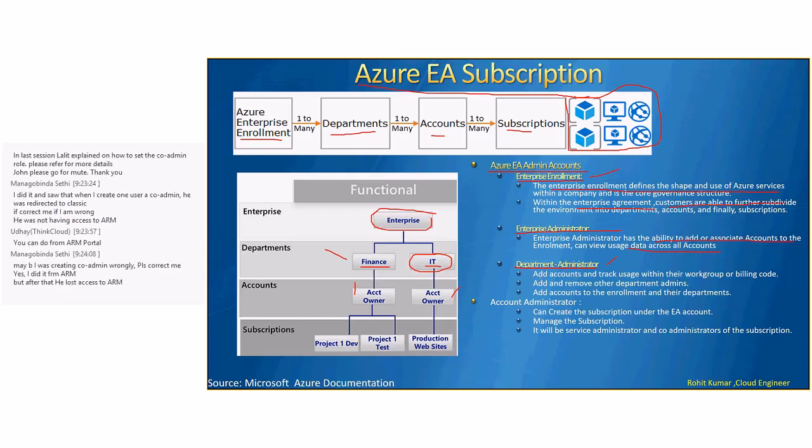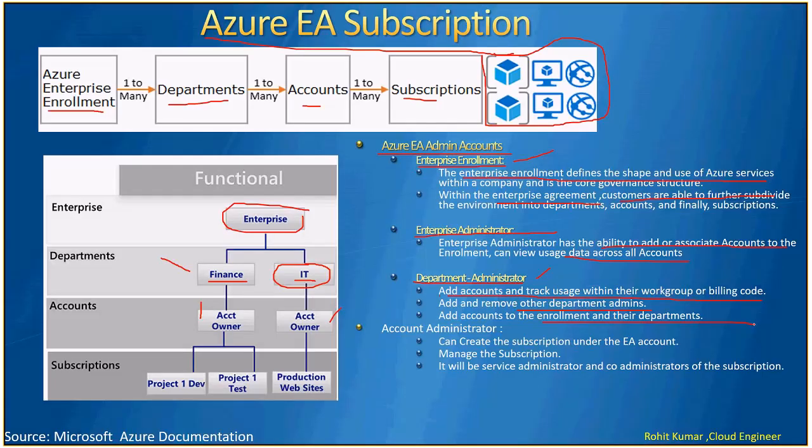And the department administrator can use the billing code, and he can remove the other department's admins if someone is leaving the organization. Then in the enrollment and the department, you can add the new people. So basically these are the things. The account administrator, again, we can create under the subscription, and the account administrator is always managing the subscription. It has all the rights, and the service administrator is defined by the co-administrator.